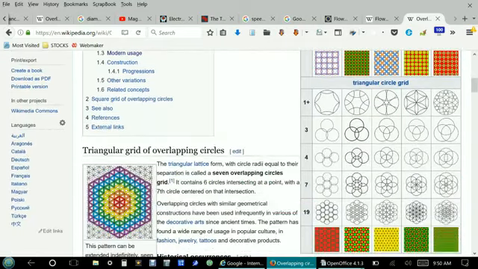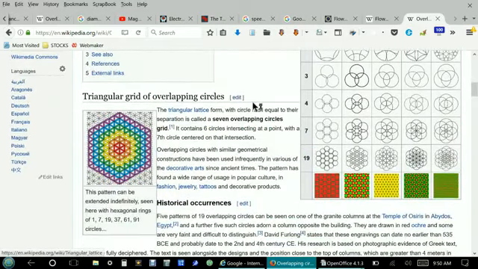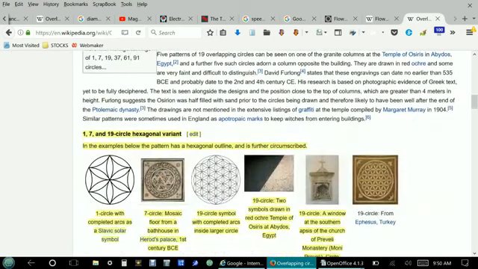So then even Wikipedia starts to describe each of these triangular geometric grids in two-dimensional space. Triangular grid overlapping circles, historical occurrences. Here's the 19 circle hexagonal variant, and you can see that this one right here is the Slavic solar symbol.